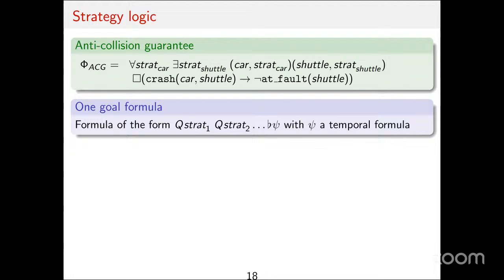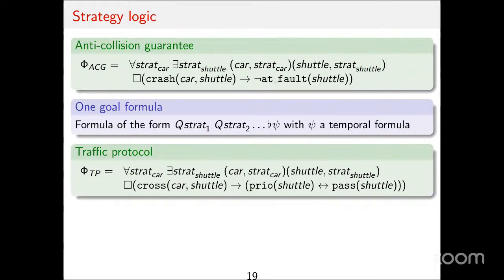Is there a winning strategy in some game? We can think of another one for the traffic protocol where it looks kind of the same, just the goal changes. And the point is that maybe we want the strategy of the shuttle to follow both the anti-collision guarantee formula and the traffic protocol formula. The problem is that here we just check whether there exists one that satisfies the anti-collision formula, and if there is one that satisfies the traffic protocol formula. But we want to have both.